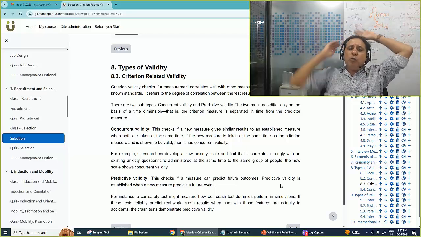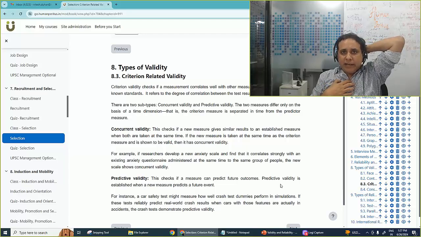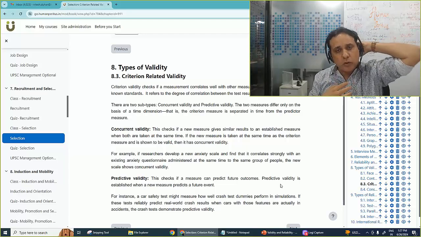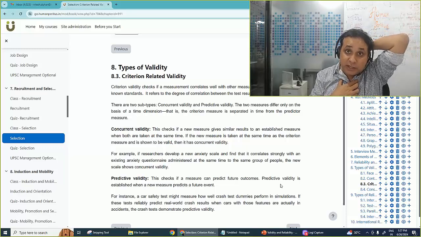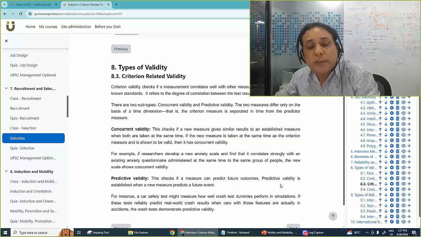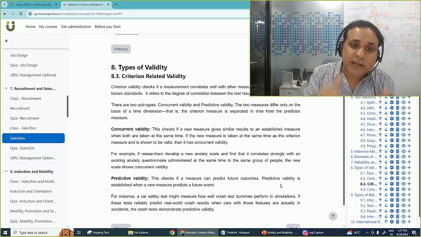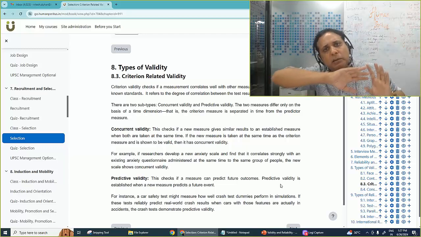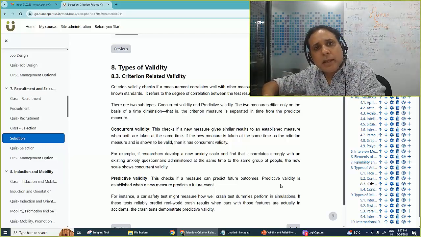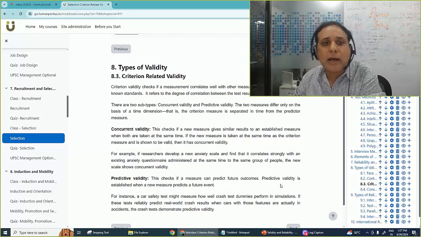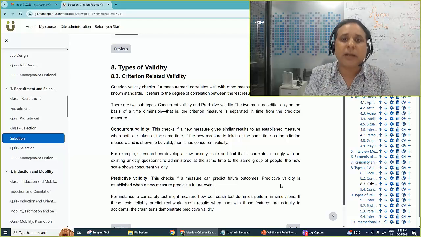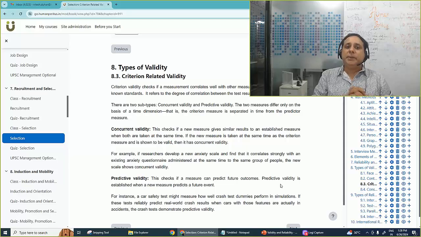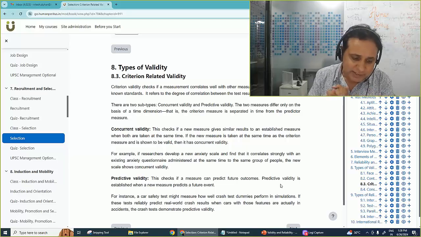How well my test or my questionnaire or my experiment is measuring in comparison to some criteria, and that is why the name is criterion related validity. So there is some external criteria, and in comparison to that criteria, how my test or experiment or survey or questionnaire is measuring is known as criterion related validity. Okay, it has got two subtypes. Let's discuss one by one.